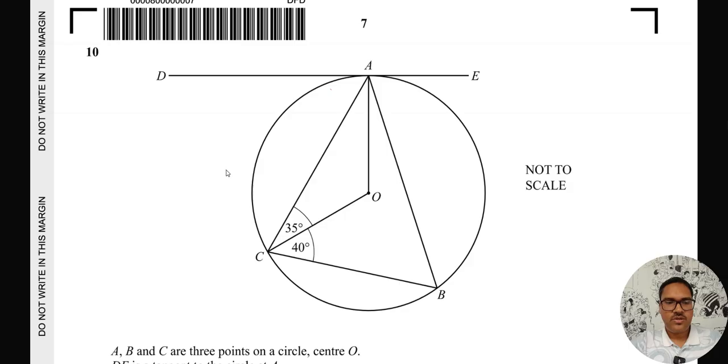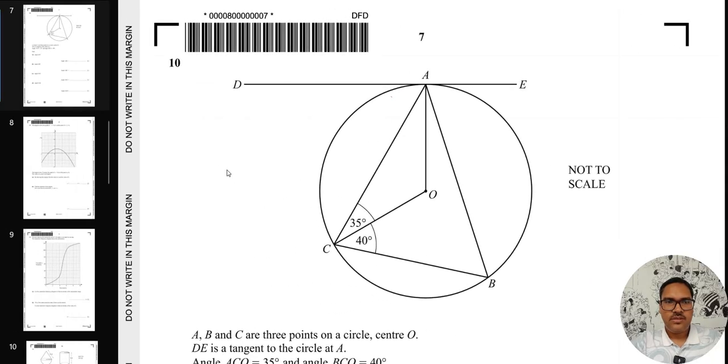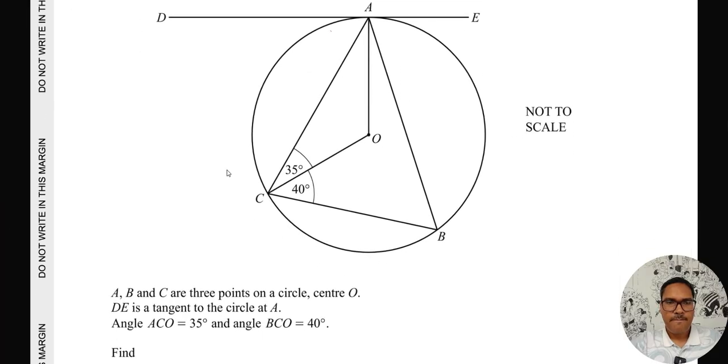Okay. Now the question on circles. So let's see the question here. ABC are the 3 points on the circle. E is tangent. O is the center. And angles are mentioned to you. First is, what is angle AOC? So the first question is, what is angle AOC? That is this angle. Now how will you find this angle?